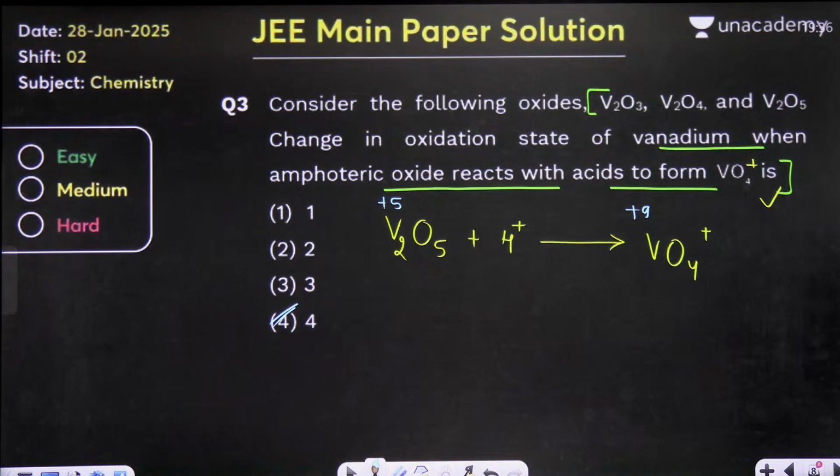Okay, I think this could be VO2 positive rather than going there. Let me recheck this, guys. Allow me a moment, guys. Please be patient.